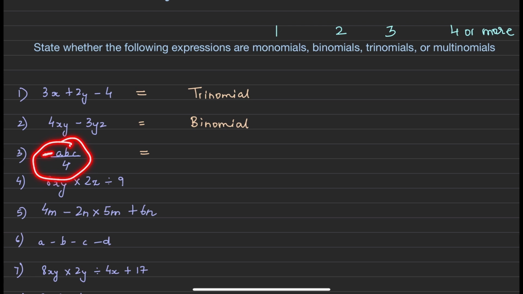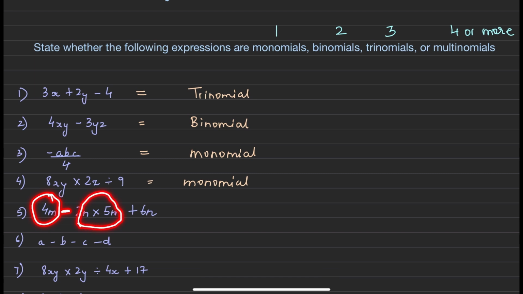This minus sign is not in between 2 terms, so it cannot be considered. Even if we count this minus sign, 1 is here but there is nothing over there, so this full thing is just 1 term. 1 term is what? Monomial. The next one has multiplication and division, so the whole thing is just 1 term, monomial. The next one has, okay, let me just see. This is here, so 1 is here. We are not going to consider the multiplication. 1 is here, 3. So it's a trinomial.